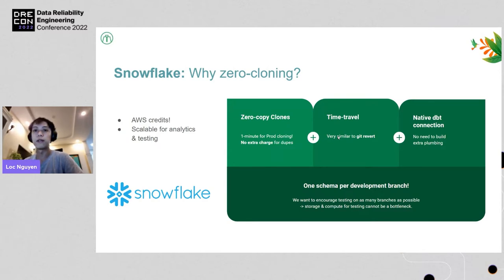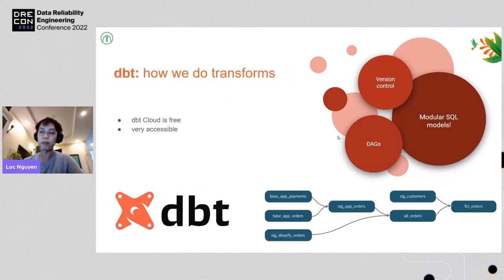All of these three features basically enable us to have one schema per development branch, and allow us to encourage testing on as many branches as possible. Finally, we also have AWS credits on Snowflake, which make it even more scalable for analytics and testing at Mayan.